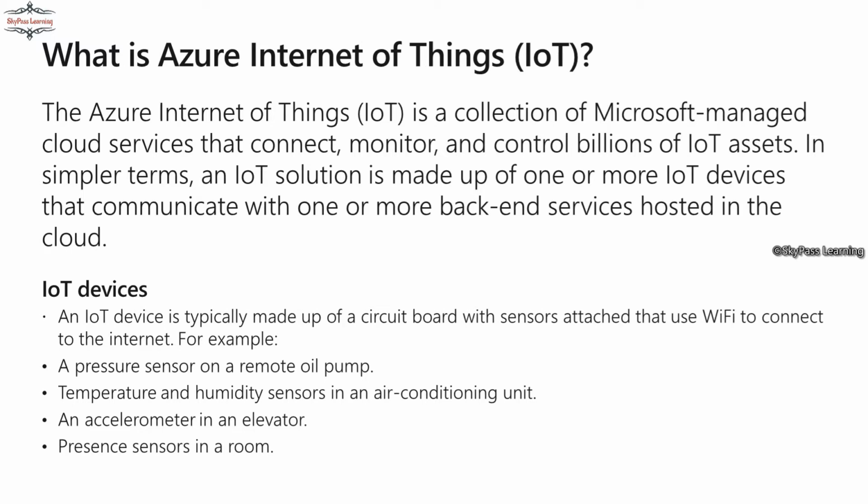Okay, so what exactly are IoT devices? An IoT device is basically made of a circuit board or a small chip that is associated with a sensor. It could be associated through your cellular phone, through Bluetooth, or could be connecting to Wi-Fi, so it can transmit the data over the cloud.